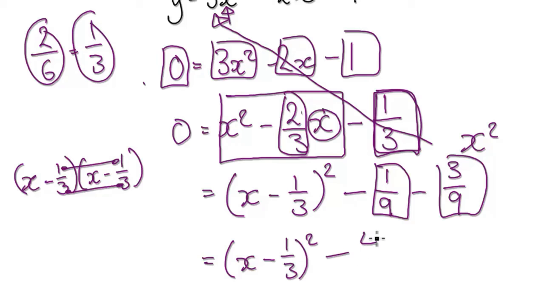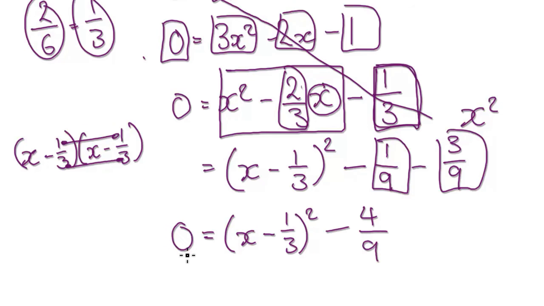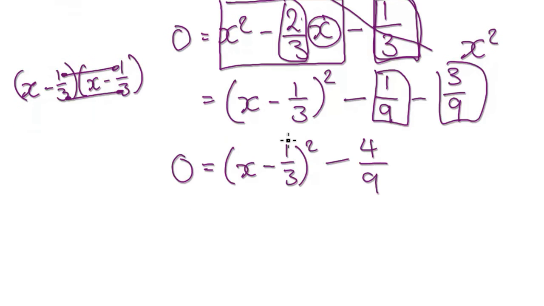So that would be -4 over 9. So now all we need to do is rearrange it to make x the subject. Try and do this all in one go. Train yourself to be able to do this. So in your mind, add this block to both sides. So you add that block to both sides, and then you're going to square root both sides.